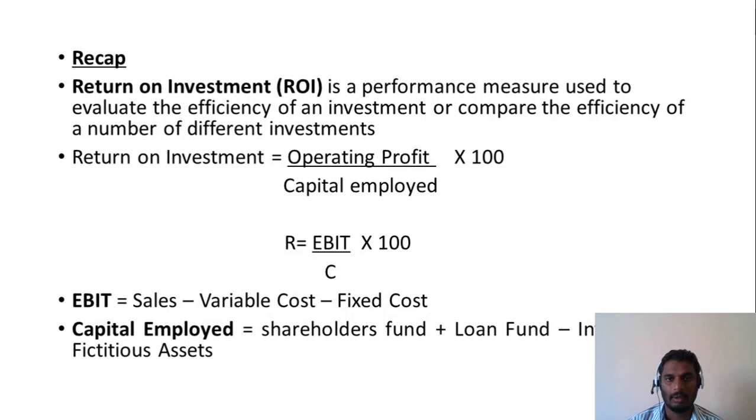So EBIT or operating profit equals the total sales of an enterprise or company minus variable cost and fixed cost of the company. And we have understood what is capital employed. Capital employed equals total shareholders' fund plus long-term loan funds, and from that we have to deduct investments and fictitious assets. So totally we will get capital employed.